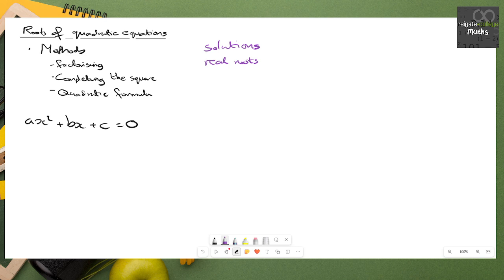So our main three methods are factorising, completing the square, and using the quadratic formula. If you're unfamiliar with completing the square, please go back and watch the previous video on completing the square. That should help, but hopefully these are all you remember from GCSE.